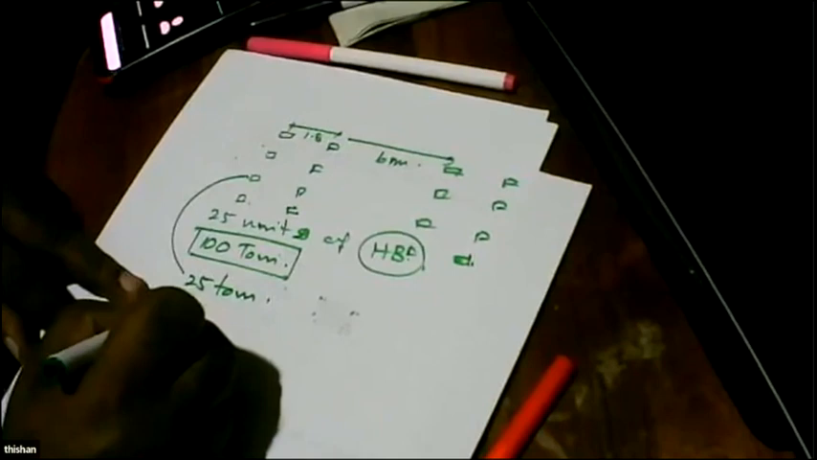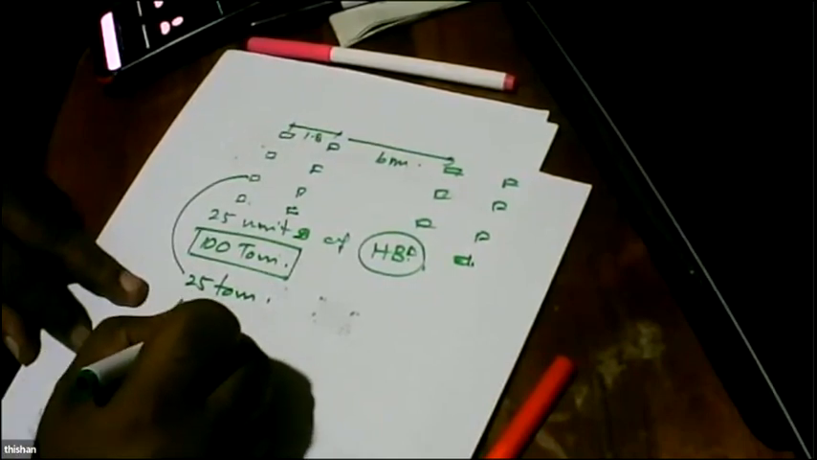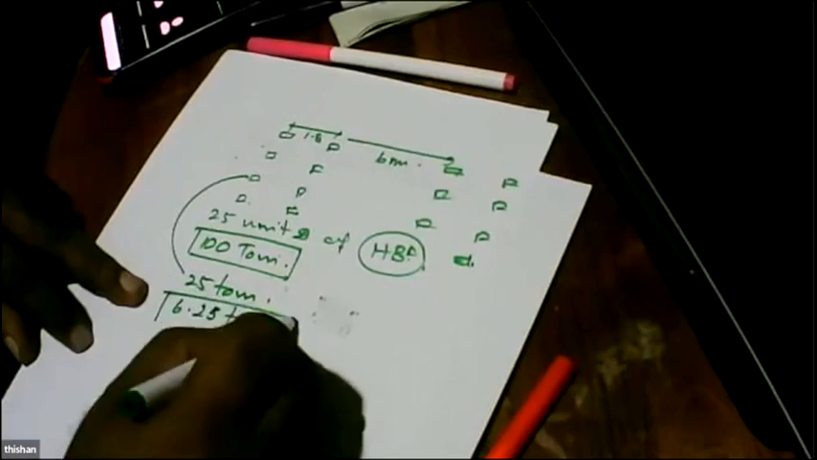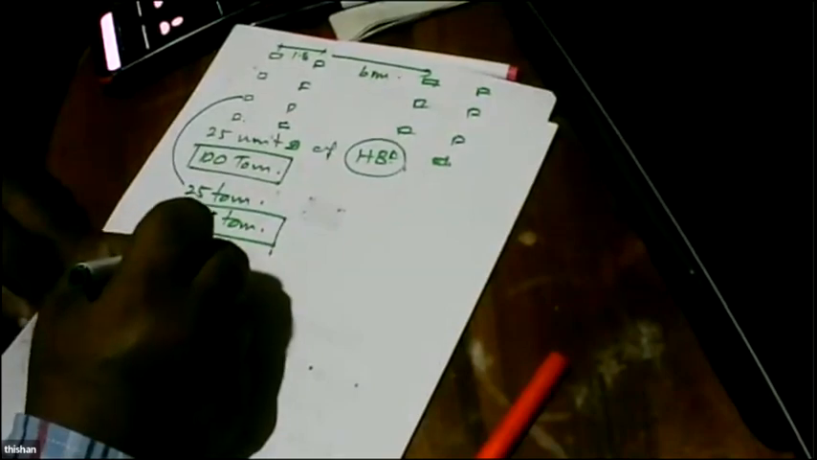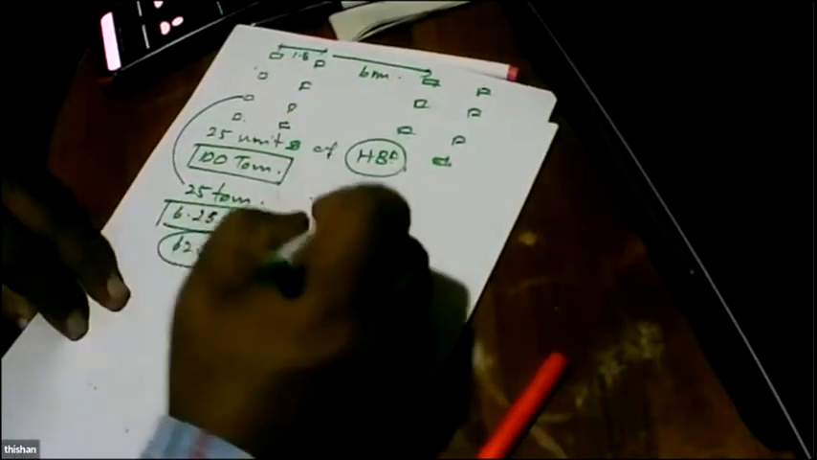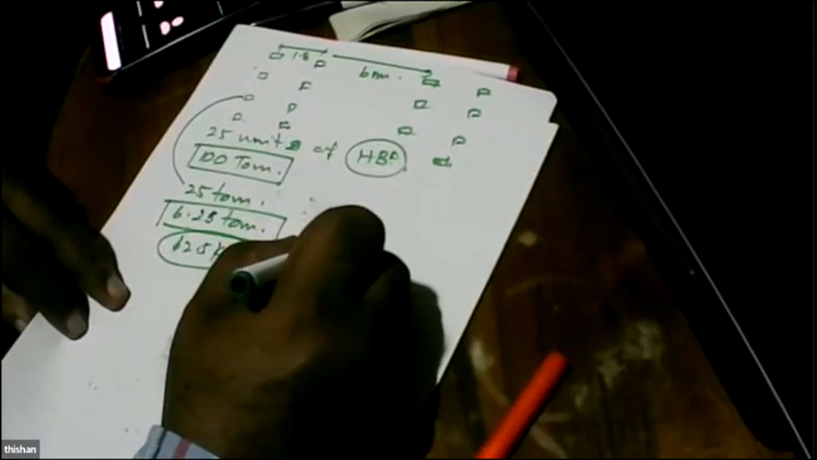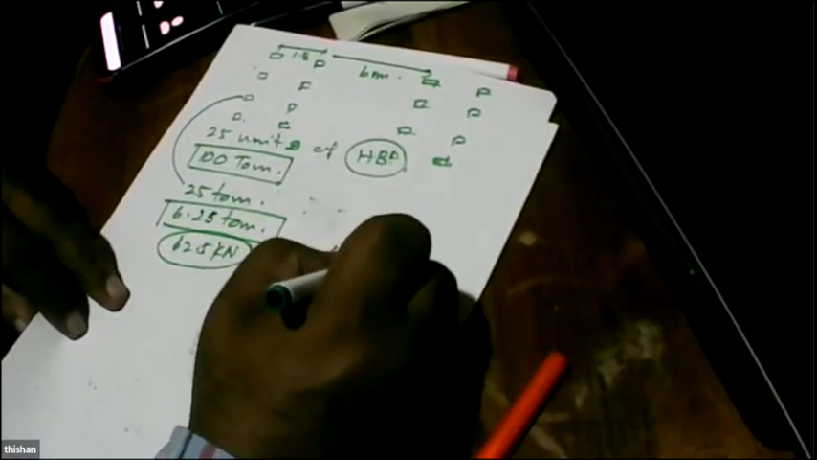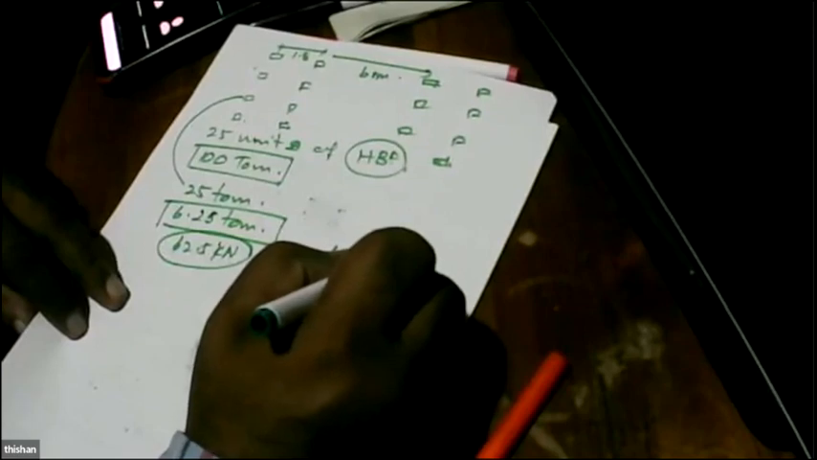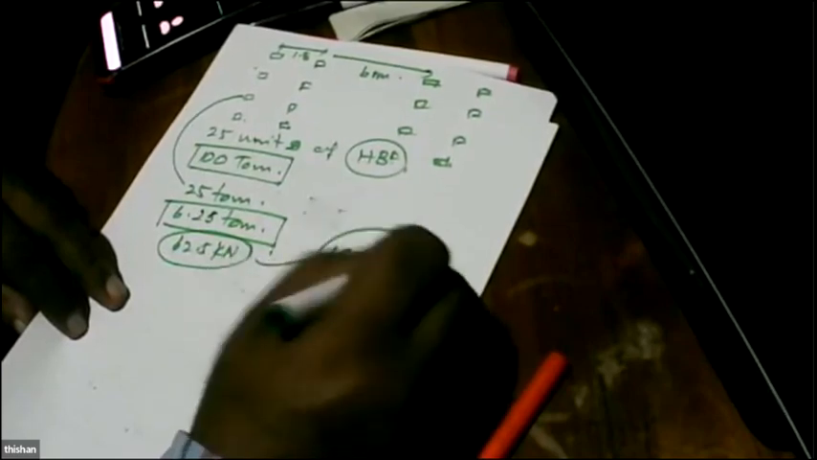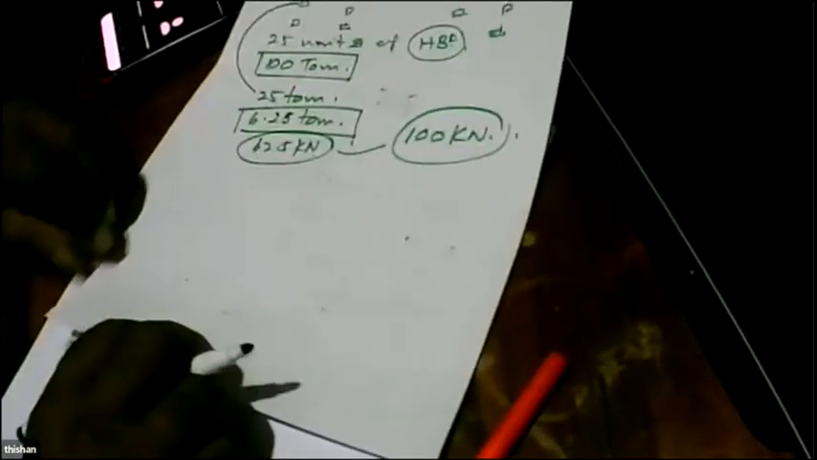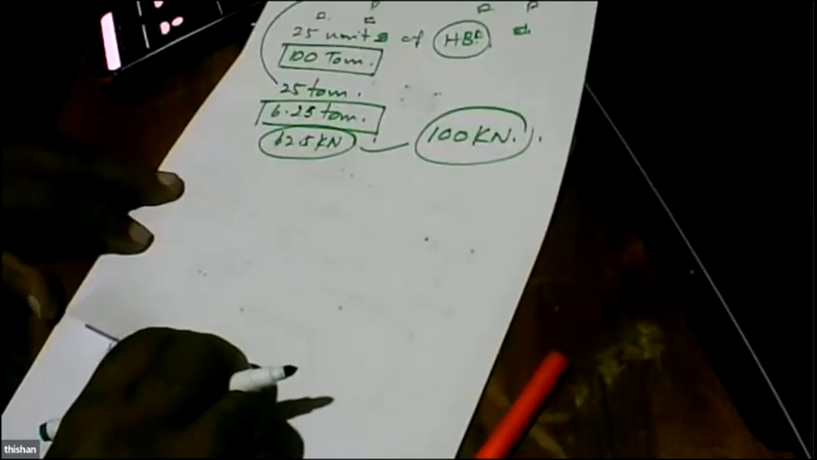That means each wheel will carry 6.25 tons. So the moment you look at the wheel load, you know it is 62.5 kilonewtons. If you have already designed the top slab for carrying 100 kilonewtons, then you will find that this 62.5 can be easily carried. So when you design for a 10 ton wheel load, the other loads will generally be okay.